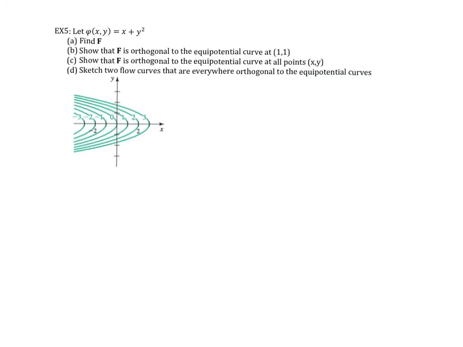We'll get a little theory in there. That's always nice. And we can use those theories about parallel and perpendicular in example 5 as well. Let's say we have this potential function x plus y squared. Part A, we want to find F, the vector field F. Now, since we're given a potential function, we can assume that F is a gradient vector field. Now, part A is fairly straightforward.